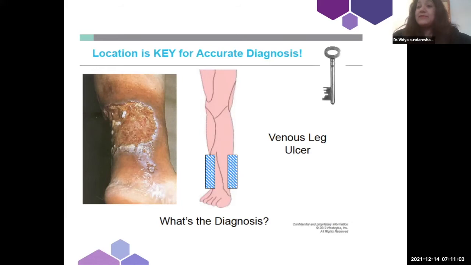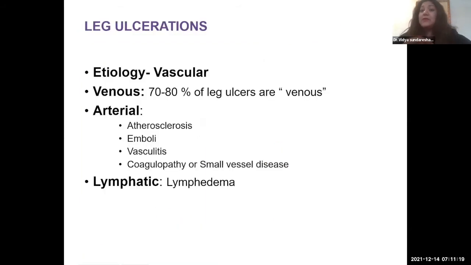Location is key. Step 2, you want to know and try to make an assessment of the diagnosis by location. If you see a wound in the medial malleolus or the lateral malleolus areas, you think of venous wounds. So the diagnosis can be guided a lot by the location of the wound. So leg ulcerations mostly are vascular. So 70 to 80% of those being venous ulcers.